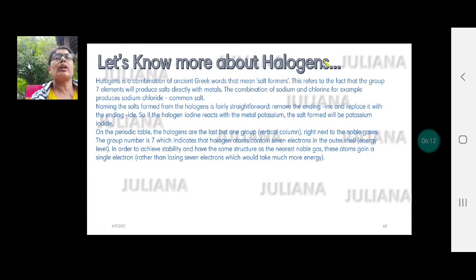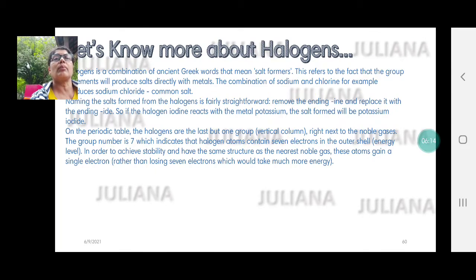A little more about halogens. Halogen is a combination of ancient Greek words that mean salt formers, because they react with metals giving salts. For example, when they react with sodium, they give sodium chloride, which is a very common salt seen in all our kitchens. Naming the salts formed from the metals is very easy. You have to remove the ending 'ine' and replace it with 'IDE'. So sodium chloride, sodium bromide, sodium iodide, potassium iodide, potassium fluoride.